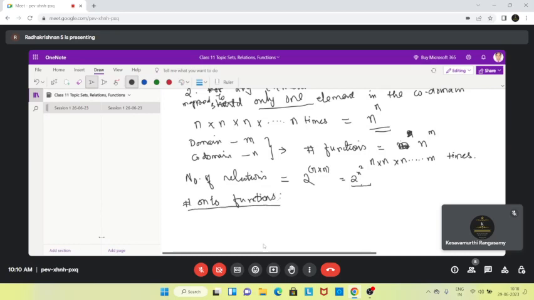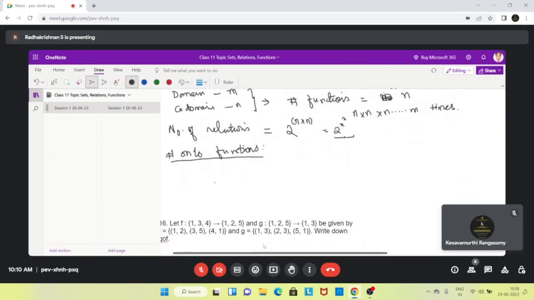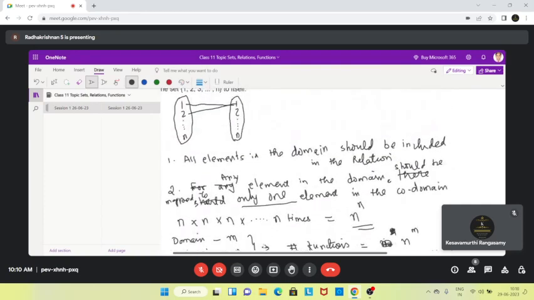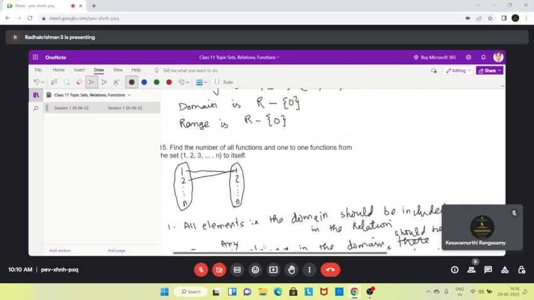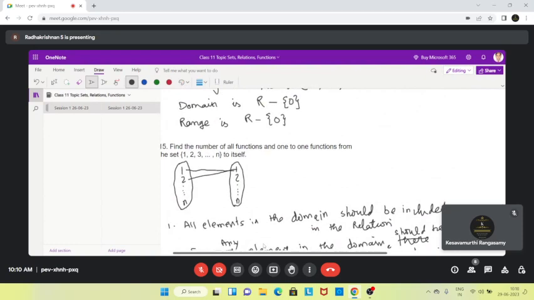So this is a simple case where it is easy to count the number of onto functions. Okay, because onto means even in the domain, all the elements should be covered. Sorry, one to one. So the question is not on onto functions, it is one to one functions. Okay.